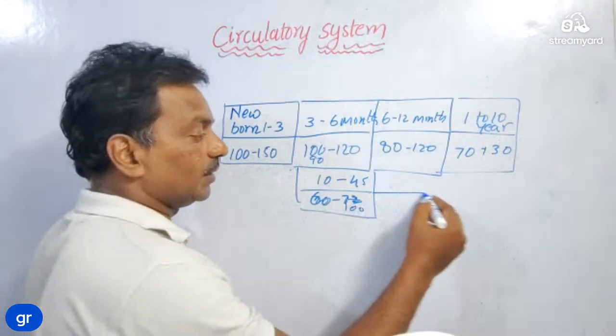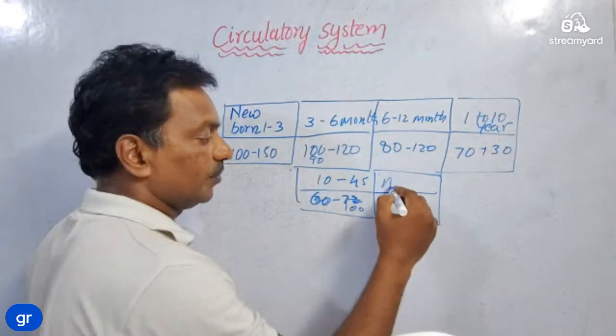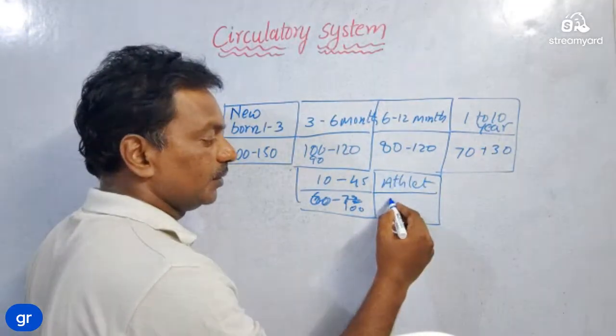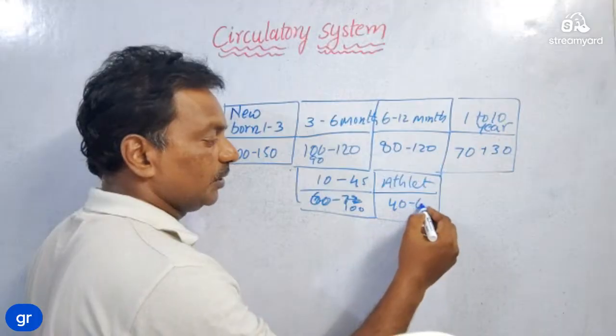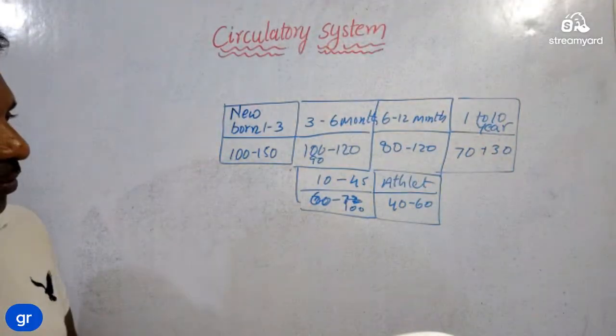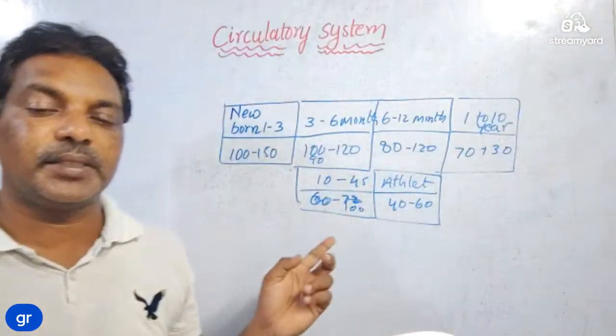Next, well athlete. Well athlete, 40 to 60 per minute. So this is an information skill question.